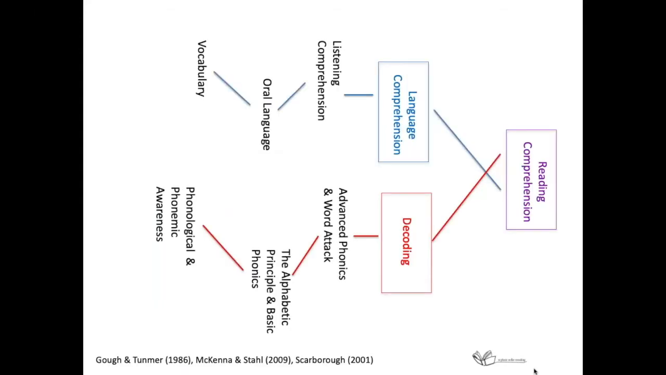So this is my version of the simple view. I'm also drawing on McKenna and Stahl's cognitive model and on Scarborough's rope when I'm thinking about this. So this is sort of turning that simple view graphic on its side and representing reading comprehension as the product of language comprehension and decoding. And I'm just in a very basic way drawing out a couple of components of language comprehension and a sequence towards decoding.